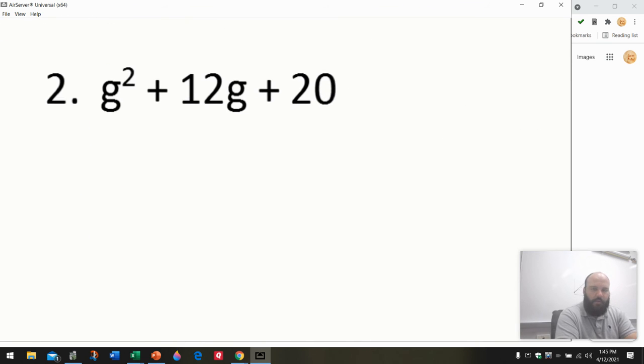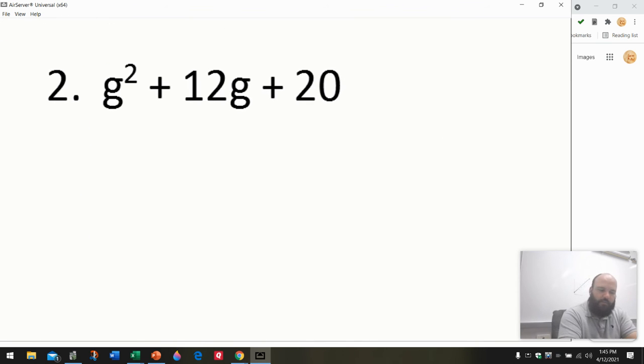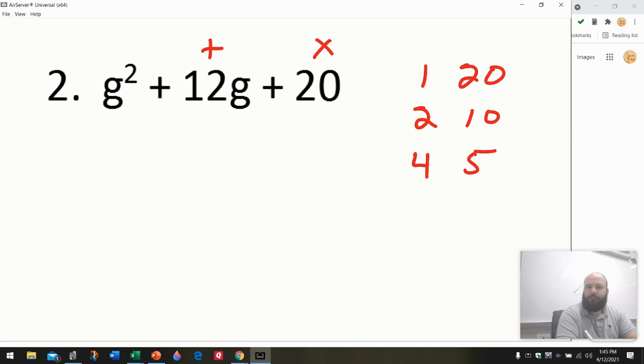So let's try another one. A little less explanation this time, just kind of go through the procedure. So we'll put a plus above the 12 and a multiplication above the 20. We then will write out the factors of 20, 1 and 20, 2 and 10, 4 and 5. We need to find the two numbers that add to give us 12, which is right here. And you can see that 10 and 2 will give us 12.